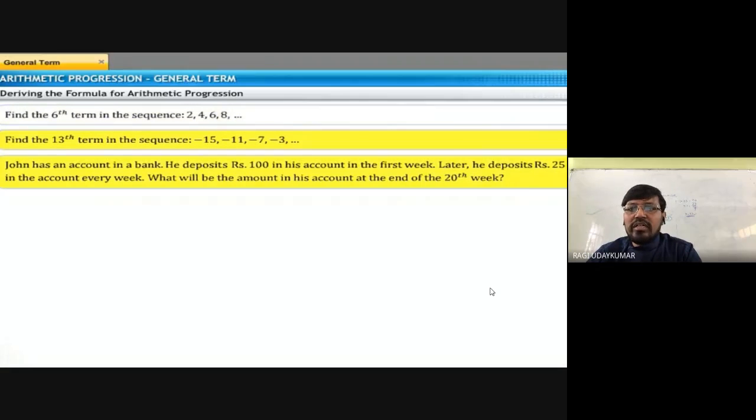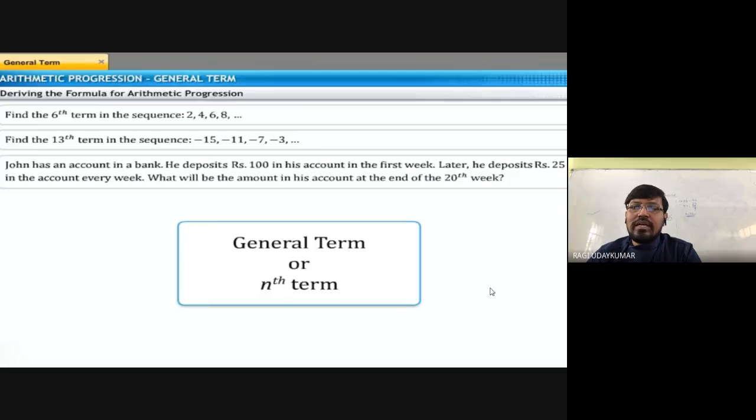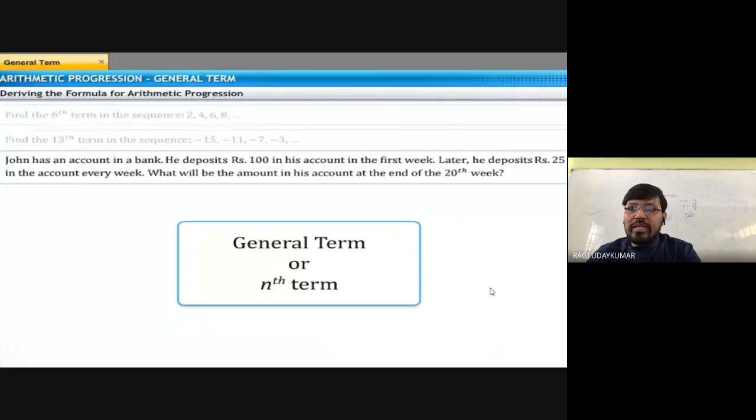So whenever you observe that, first two things, first one, 2, 4, 6, 8. So we can find out the sixth term. To find that, you need the general term or nth term of an arithmetic progression.